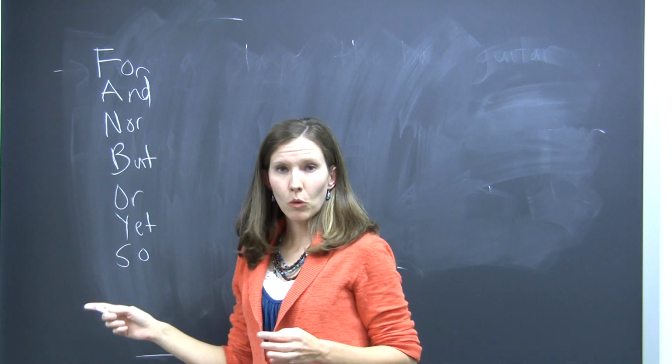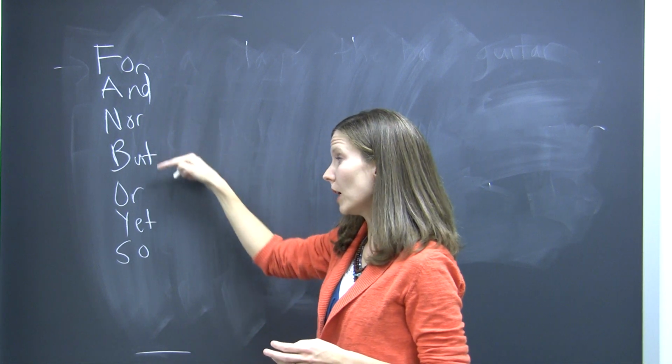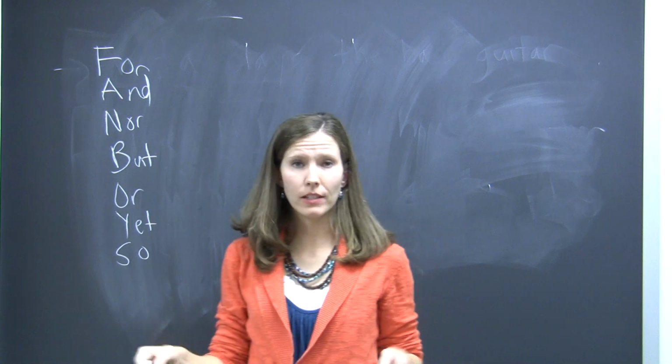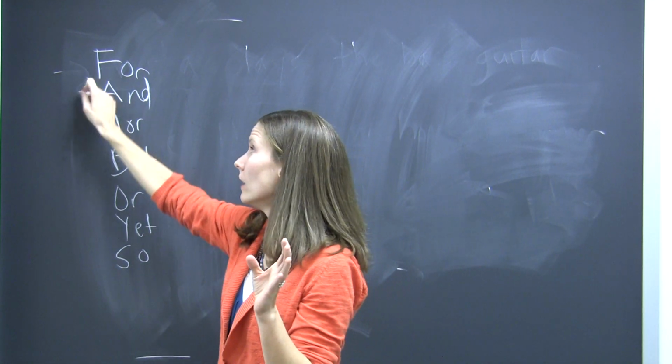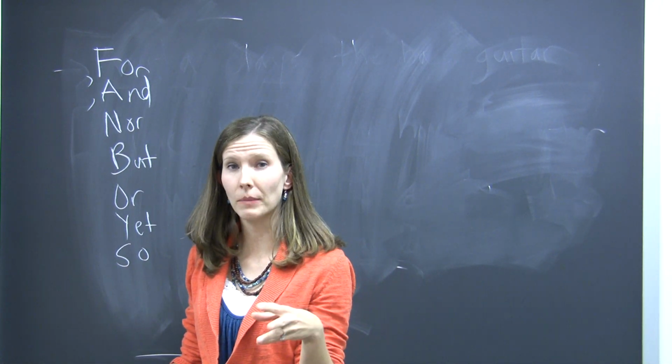The 7 coordinating conjunctions are for, and, nor, but, or, yet, and so. So again, with a compound sentence, one way to join the 2 independent clauses is with a comma and one of these words, fanboys or coordinating conjunctions. So let me give you an example.